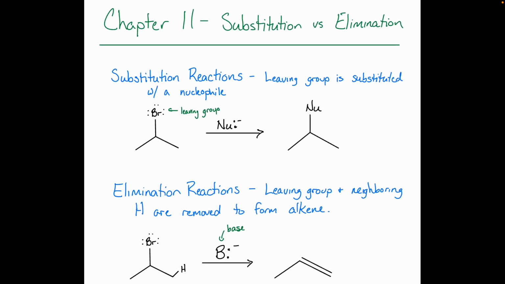All right. So we're going to continue to talk about Chapter 11 here. Chapter 11 is again talking about alkyl halides, but specifically these reactions of alkyl halides that are in competition with one another. Substitution reactions where you have an alkyl halide and that halogen is considered a leaving group. And so what happens is that leaving group is substituted with that nucleophile to create a new functional group, right? So you're swapping functional groups in your substitution reactions.